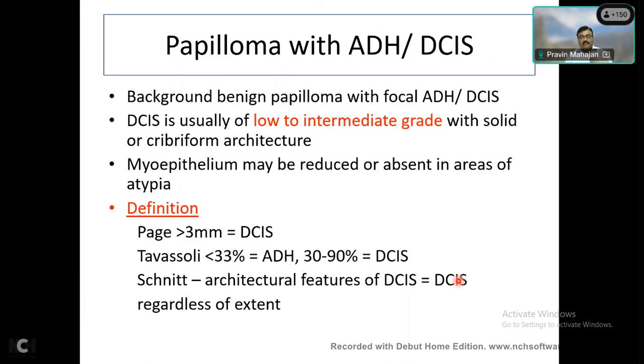So again, coming back to what I just explained, when you say something is ADH or DCIS by the criteria of 3 mm, then it has to be of low or intermediate nuclear grade. Any size of high nuclear grade proliferation within a papilloma, you just have to label it as papilloma with DCIS.